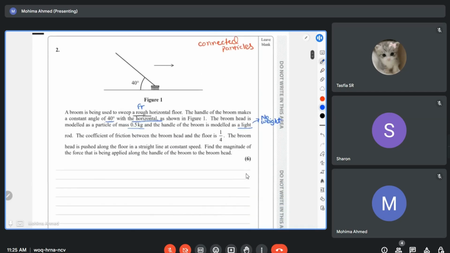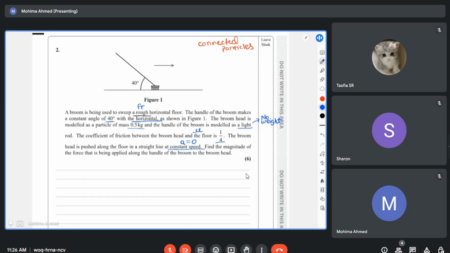Now again, after this, the coefficient of friction between the broom head and the floor is 1/4. There is a value for mu already provided, 1/4, and the broom head is pushed along the floor in a straight line at a constant speed. Constant speed means that acceleration is zero, right? Resultant force equals ma. That would be zero. There will be no resultant force because acceleration is zero.